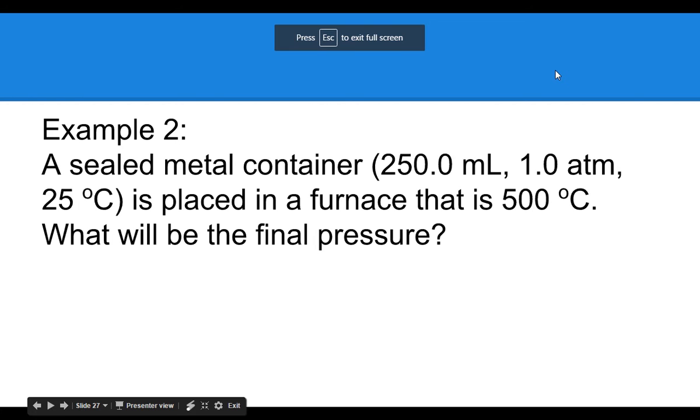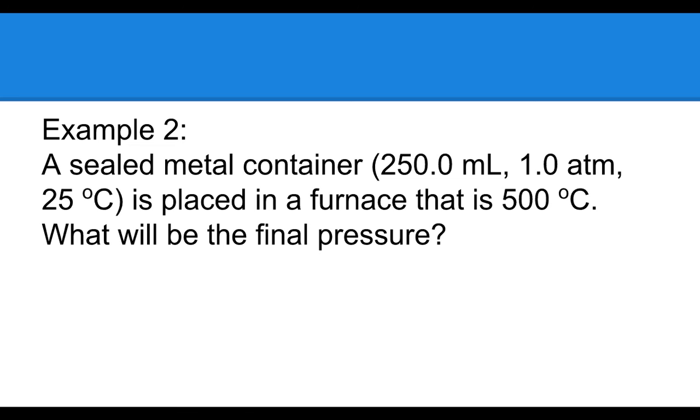All right, example number 2. Pause the video here, copy down this example, and then we will solve this one. Example number 2 says a sealed metal container, 250 milliliters, at 1 atmosphere and 25 degrees Celsius is placed in a furnace that is 500 degrees Celsius. What will be the final pressure?